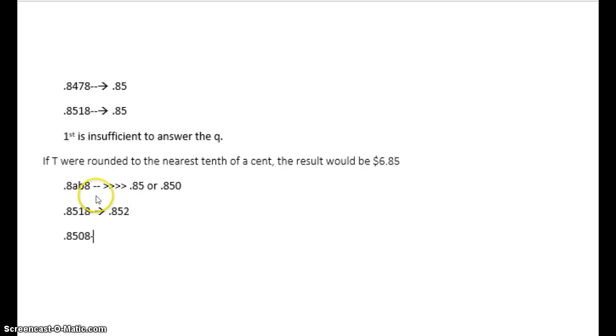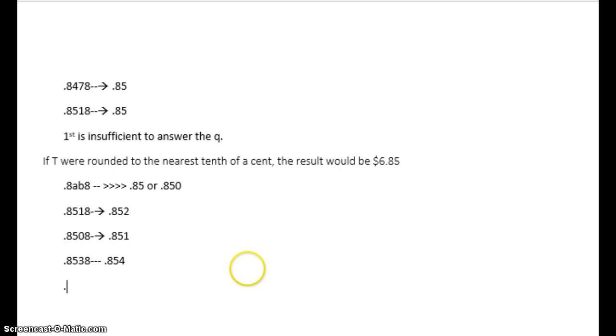0.8508 would be rounded off to 0.851, correct? Because 08 here would be rounded off to 10, which would make it 0.851. And so on. If we have 0.8528, that would be rounded off to 0.853, correct? Or 0.8538 would be rounded off to 0.854. Okay. Now none of these values are giving us 0.850.